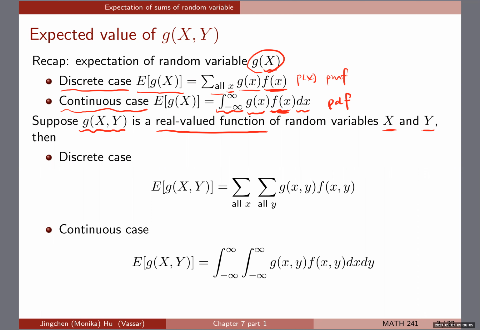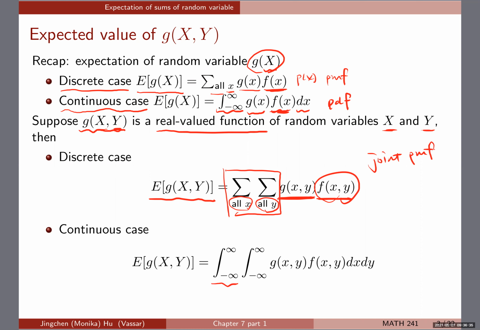For the discrete case, meaning both X and Y are discrete, the expectation of this g(X,Y) function becomes a double sum, because we're summing over all of x and all of y. We have the g(X,Y) function, which is the function we're evaluating, multiplied with the joint PMF. And similarly, for the continuous case, we're doing a double integral.